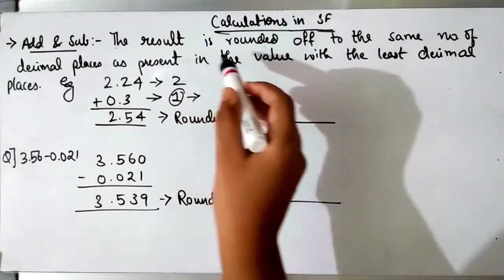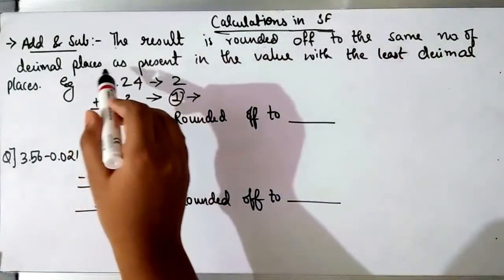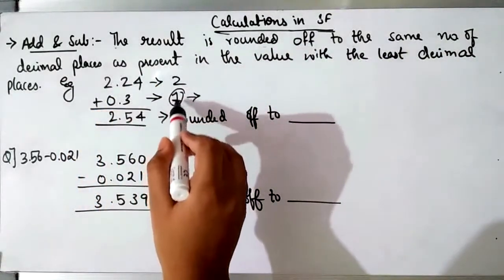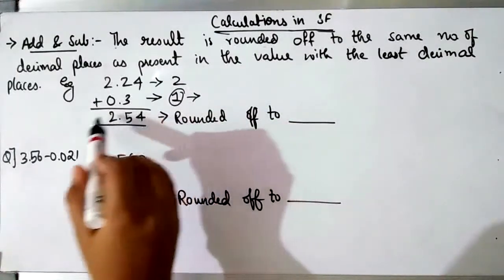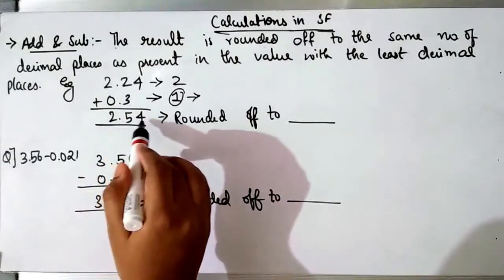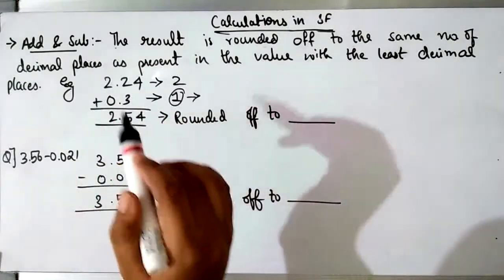The statement, again I'll read it. It says that the result should be rounded off to the same number of decimal places as present in the value with the least one. So here least is 1, so the result should be rounded off to 1 decimal place. So if we check 2.54, this should be rounded off to 1 decimal place, that is after the decimal only one number should be there.